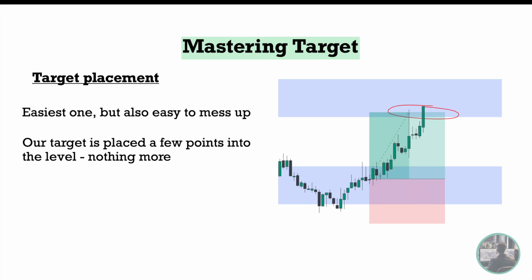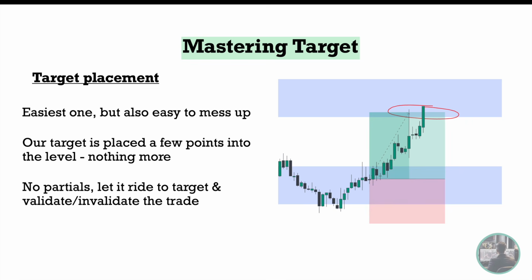So the key with setting targets is to just set them early into the level so you don't overstay your welcome and get out when you're right. And you also just want to let it ride from entry to target without interfering. You don't want to take partials or trail your stop or anything like that. All you're doing is ruining your profitability. Your trade will either be validated and hit your target or invalidated and hit your stop.